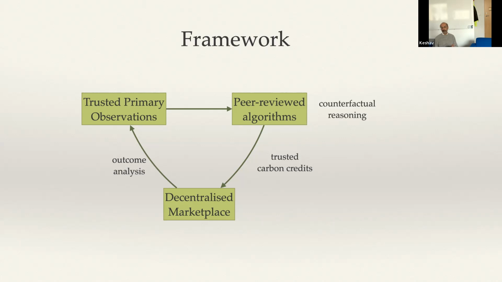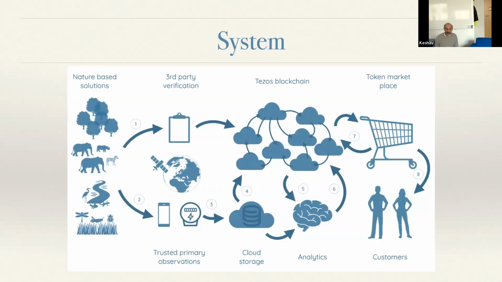And once these trusted credits are created, we can put them onto a decentralized marketplace where people can buy these credits. And because we do the marketplace using a blockchain, we can also make sure that there isn't double counting going on. And then based on the outcomes, we can go back and give the projects guidance on what to do so as to improve their performance. So this is what the system looks like.